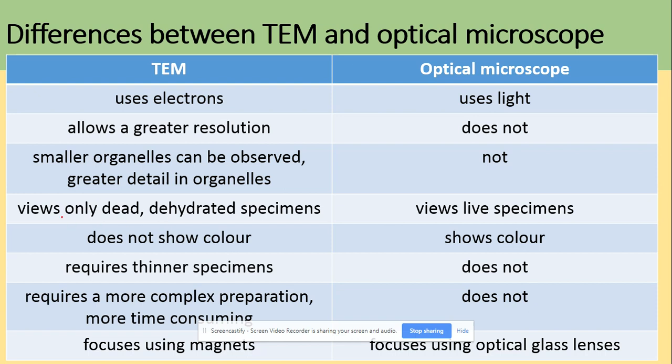With TEM you can view only dead specimens. You can view live specimens with the optical. TEM doesn't show color, optical will. TEM requires thinner specimens, but the optical doesn't. TEM requires more complex preparation, but the optical doesn't, and TEM focuses using magnets, while the optical focuses using glass lenses. Make sure you know it, because then the examiner can ask you many aspects. If you know this table, you can easily apply your answers to many different questions.